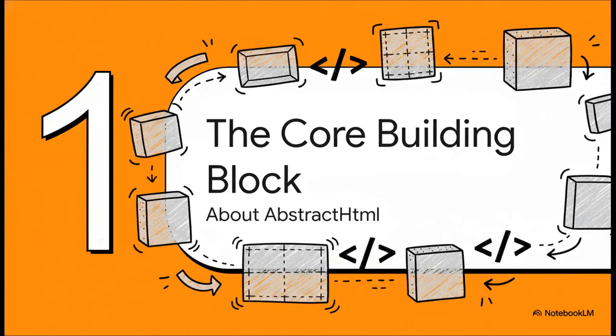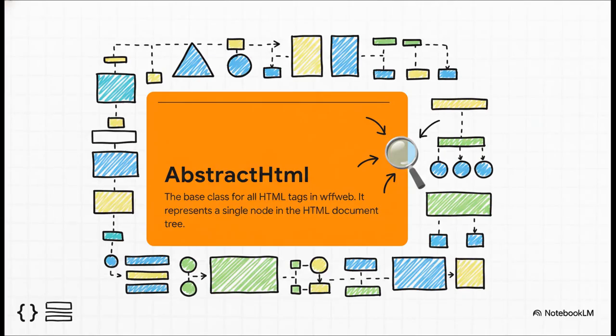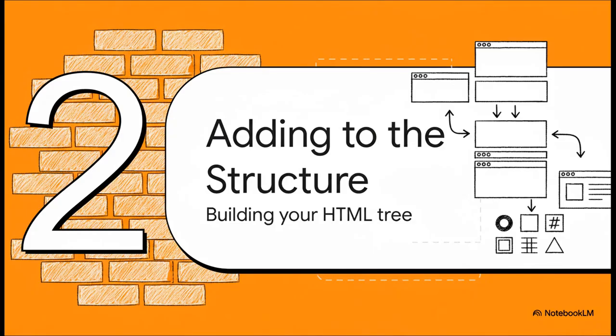Okay, first things first. We've got to understand our foundation. So what in the world is this AbstractHtml class anyway? I love this analogy. Think of it as the ultimate Lego brick for your web page. Seriously, every single tag you can think of, a div, a span, a button, you name it, is basically one of these AbstractHtml objects. It is the fundamental piece you'll be snapping together to build your entire UI, all in Java.